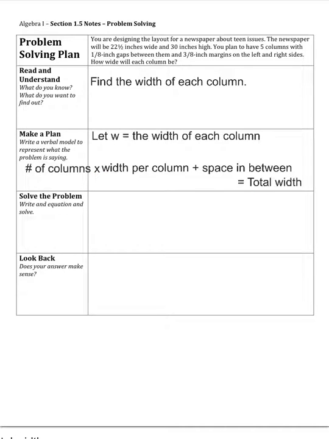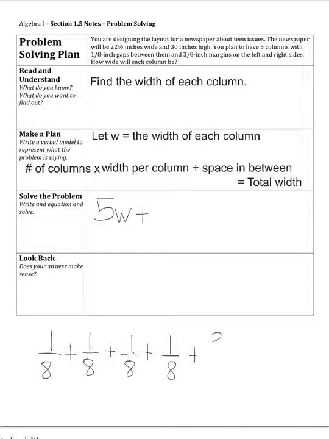So moving on to step 3, let's actually write the equation now. We have 5 columns times the width per column, which we were just representing with W as we stated in step 2, plus all the spaces in between. If you remember, we had 4 1/8 inches in between each of the columns. So we have 1/8 plus 1/8 plus 1/8 plus 1/8. Those are all the spaces in between each column. And on each of the sides, we had 3/8.